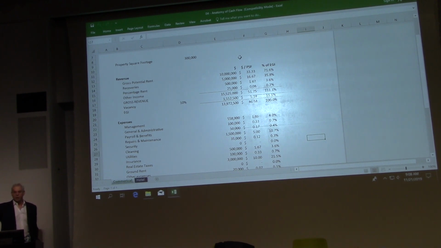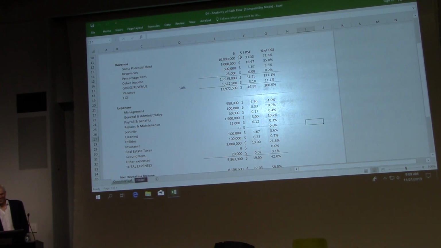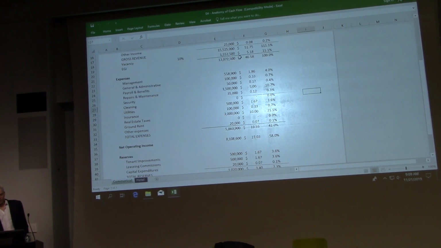So if I gave you, for instance, the EGI and the vacancy, you should be able to calculate gross revenue. If I give you an expense ratio in the EGI, you should be able to tell me what the total expenses are. If I give you the NOI and the expenses, you should be able to tell me what the EGI is. Things of that nature. I'm going to give you pieces of it, and you're going to have to reverse engineer and find the other pieces.